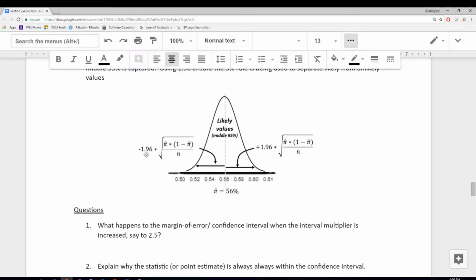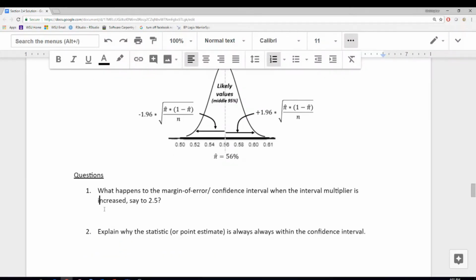So if we were using negative 2.5 here instead of 1.96, that would just push that arrow out a little bit further. If we were to use 2.5, we wouldn't be going after the middle 95%, but we might be going after the middle 98% or 99%. Okay, so if I push these margins of error out, I'm going to identify more values as being likely here. So let's go ahead and answer these questions. What happens to the margin of error and confidence interval when the interval multiplier is increased to, say, 2.5?